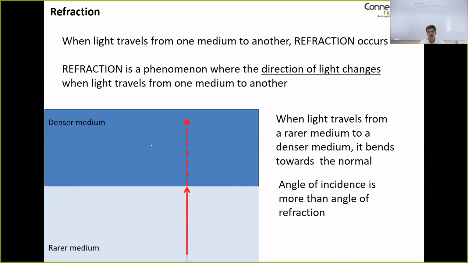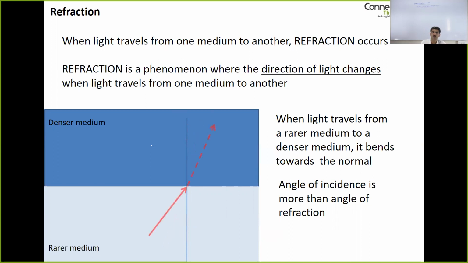If we have a ray of light, the red arrow in this presentation, which is normal to the surface, then there is no refraction. The refracted ray is also normal to the surface. Now, as we change the angle of incidence, you can see that the refracted ray is bending towards the normal.